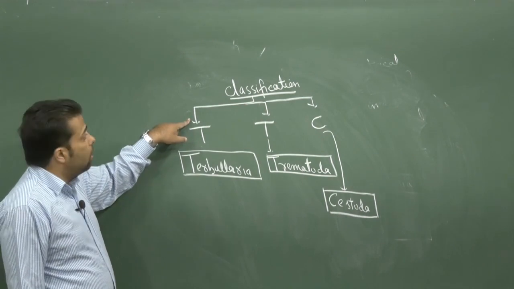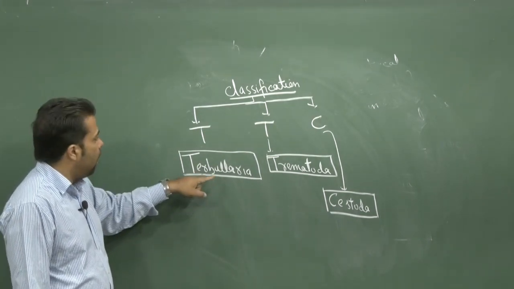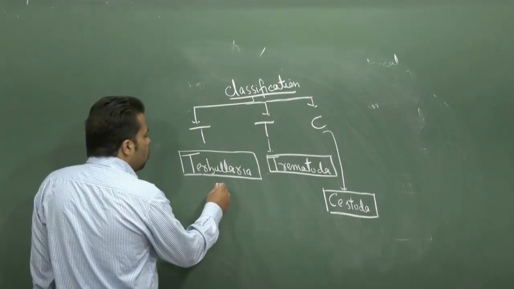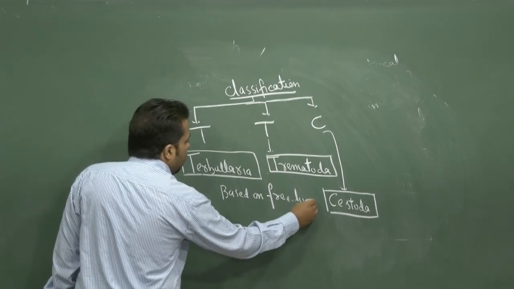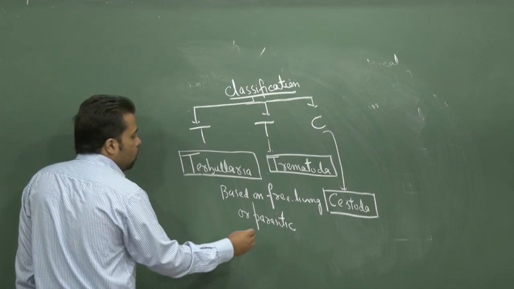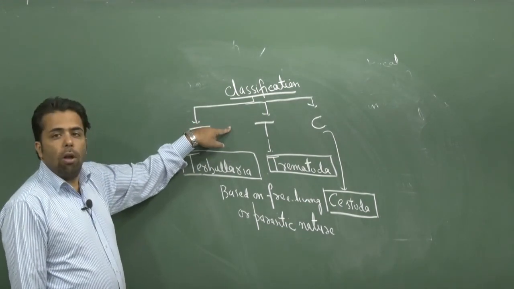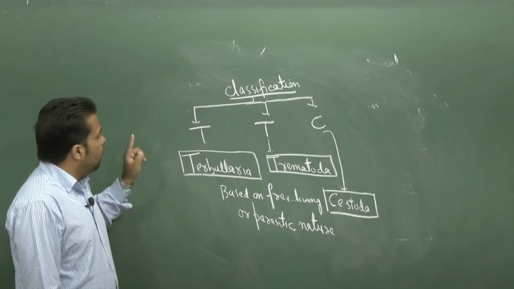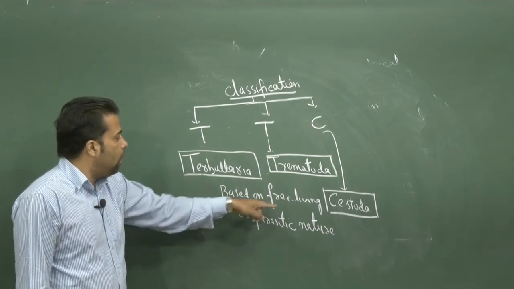So phylum Platyhelminthes is divided into three classes. The formula is TTC. The first class is Turbellaria. The second class is called Trematoda, and the third class is called Cestoda. This classification is based on free living or parasitic nature. Whether the worm is free living or it is a parasite, endoparasite or ectoparasite. So we have divided phylum Platyhelminthes into three classes. This classification is based on free living or parasitic nature.